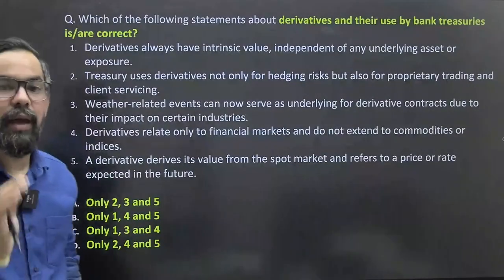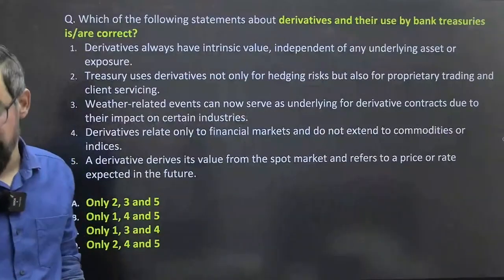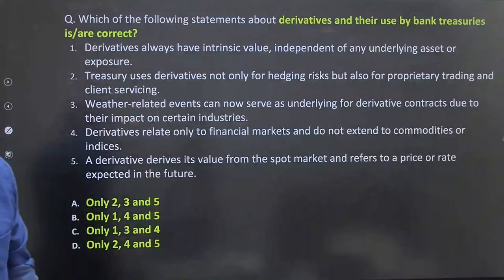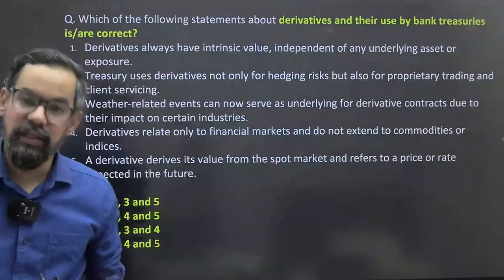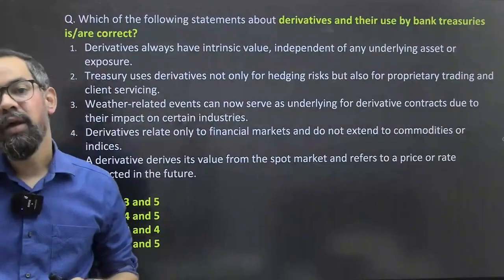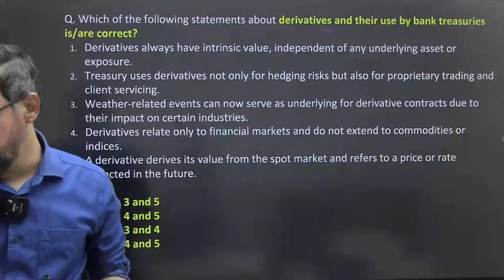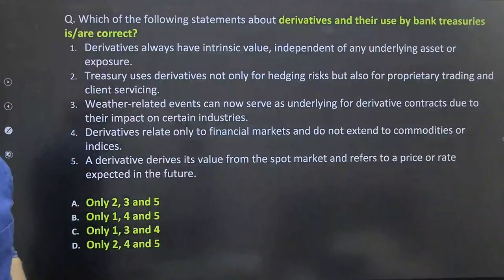Derivatives and their uses by bank treasuries. You have to find out the correct statement. Treasury can use derivatives for hedging purposes as well as for trading purposes, speculation purposes and all. So what will be the correct answer for the first question?